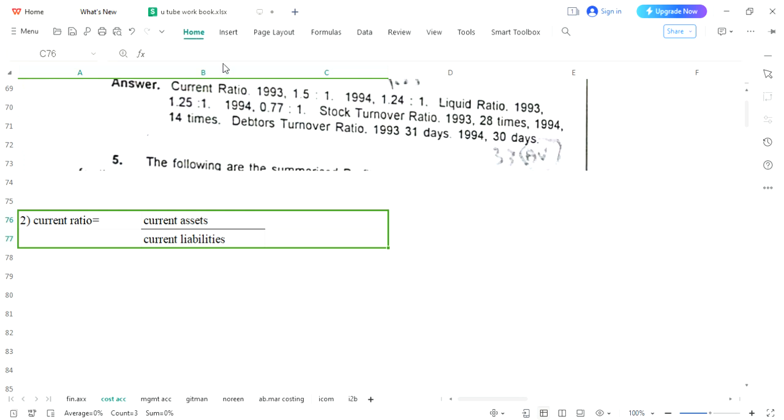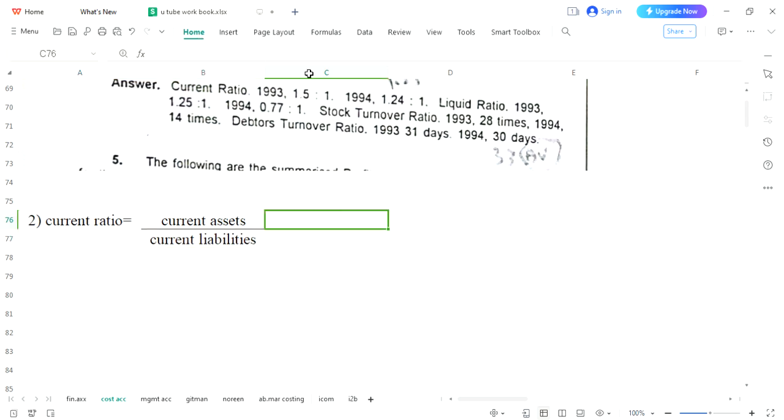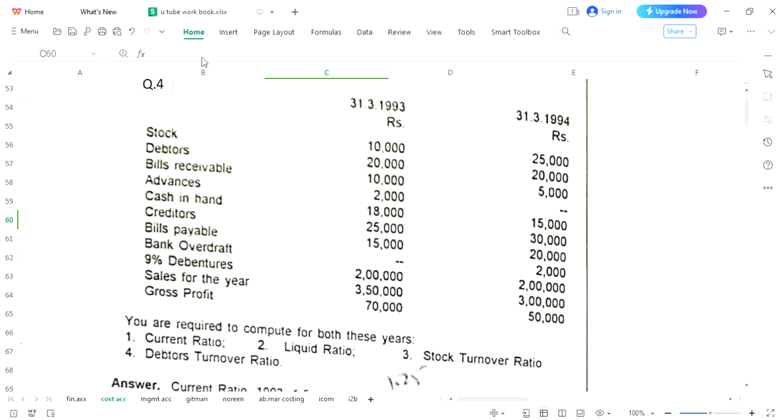First, I'm going to increase the font size, and secondly, I'm going to centralize it so that you can view it properly. Current assets. Look at here, stock, yes, current asset. Debtors, yes, current asset. Bill receivable, yes. Advances, yes. Cash in hand, yes. So 1, 2, 3, 4, 5. First 5 are current asset.